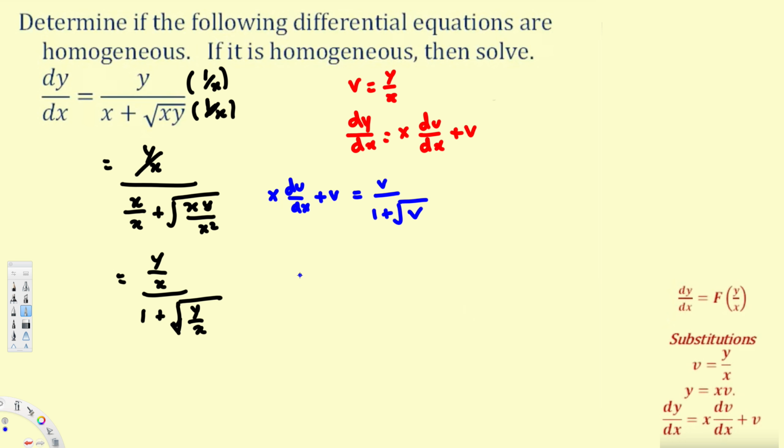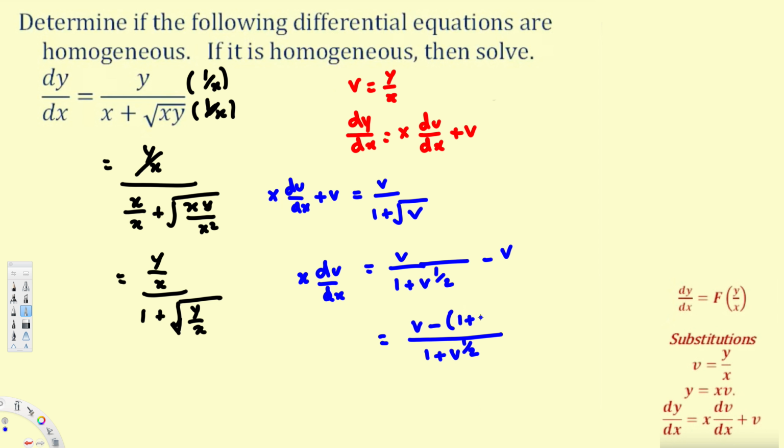So this is going to be x dv by dx. If I move this v to the other side, this is going to be v over 1 plus the square root of v, which can be written as v power half, right? And this v we brought to this side is going to be minus v. If we take 1 plus v power half as the common denominator, in the top we are going to have v times 1 plus v power half. Let's continue and simplify this.